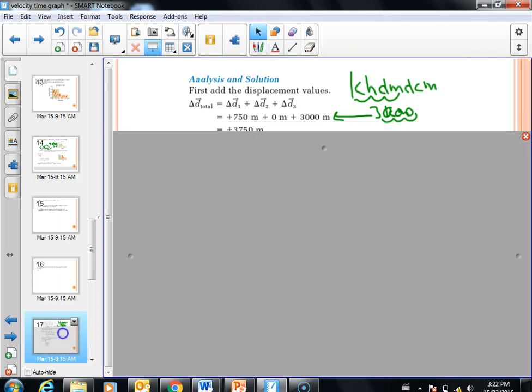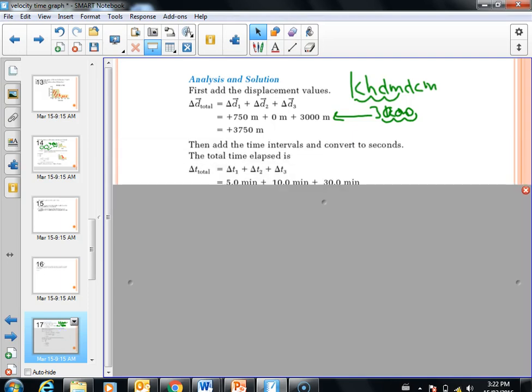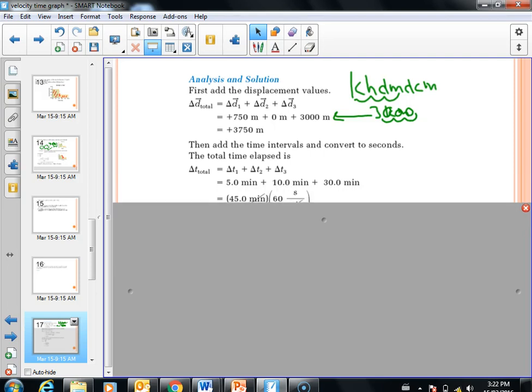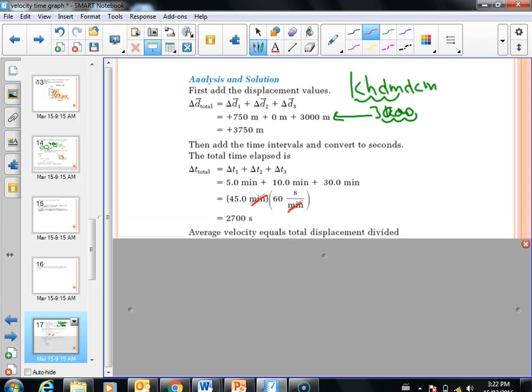Okay, so if I add those together, I will find that I have gone 3,750 meters. I then have to add the time intervals and convert them to seconds. So I'm going to add all the minutes up, 5 minutes, 10 minutes, 30 minutes, to get a total of 45 minutes. And then I have 60 seconds in each minute. Remember I did this on the last one. It looks the same, kind of like unit analysis in chemistry. Multiply those together and get 2,700 seconds.